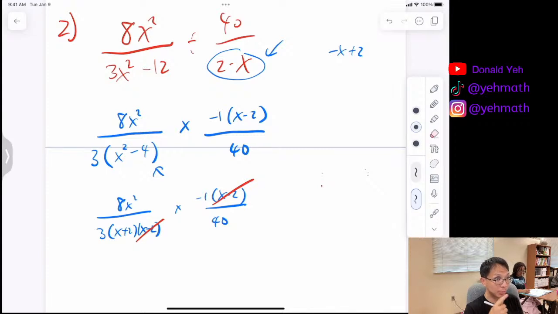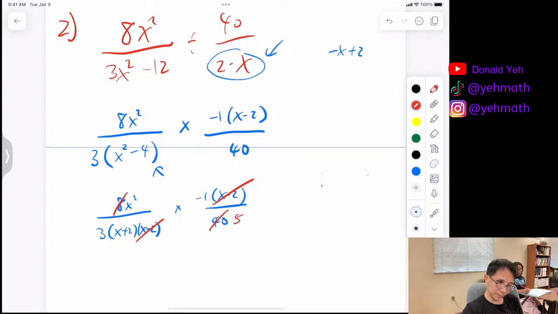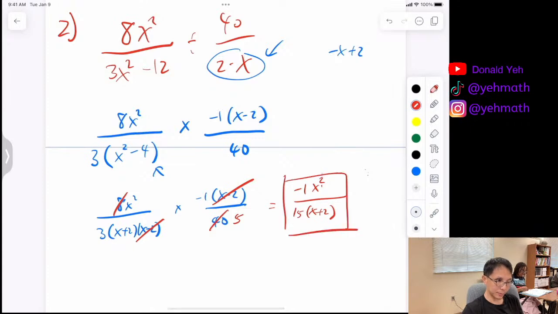Yes, Omar? Can you divide by 8 on top and bottom? Yes. So that is going to be 8, and that's going to be 5, right? So that's going to be negative 1 times x squared on the top. On the bottom, it's going to be 15 times x plus 2. Can that x and x cancel? No, because that's not a factor. This should be the final answer.